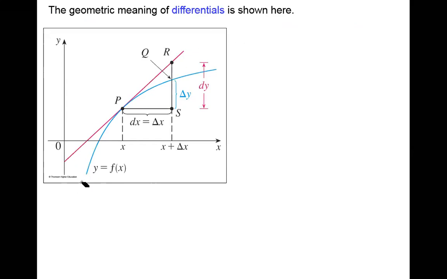analyze this graph. That's what we have. We have a blue curve. This is just the function f of x. Pink is a tangent line, and the tangent is attached at x. That means if this is x, this will be f of x.